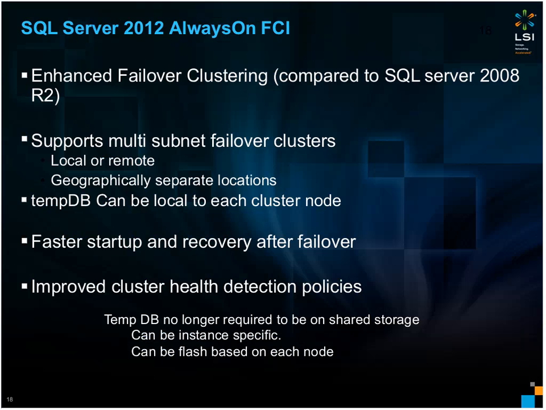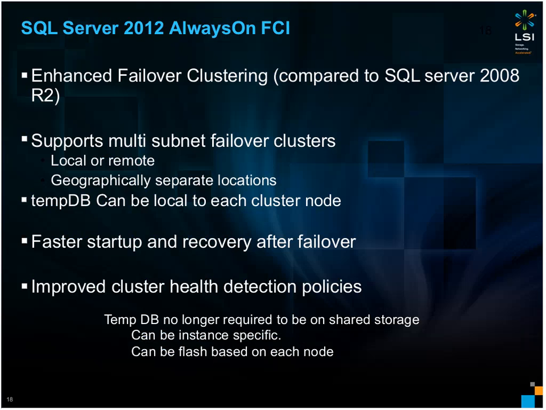SQL Server 2012 Always On FCI, or failover clustering instance. The big difference between this and SQL Server 2008 R2 is now it supports multi-subnet failover clusters. So where you were constrained to local subnets in a single data center, you can now extend those subnets over long distances and get that failover, that high availability clustered failover, across long geographies. So it's either local or remote and geographically separate locations. So you've got multiple instances of your database across long distances. This allows you to get faster startup and recovery after failover.